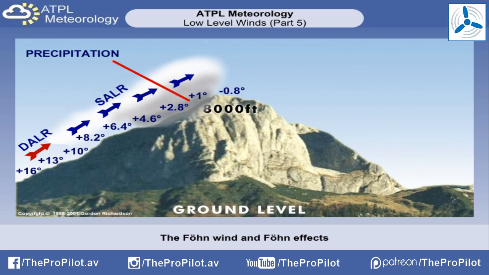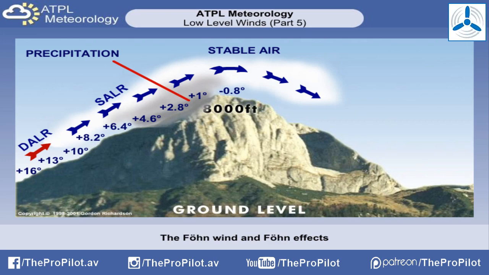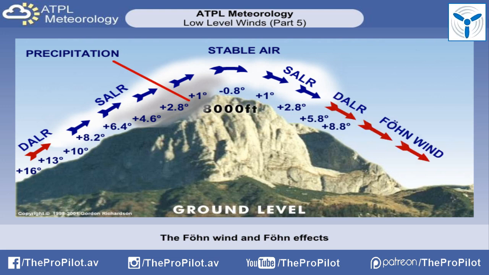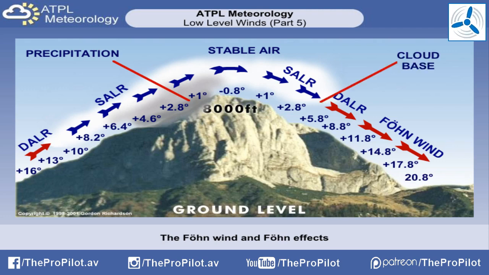However, because the air is stable, it will flow back down the leeward side of the mountain, and because it is descending, it will warm adiabatically. At first it warms at the SALR until the cloud disperses, and then at the DALR as it descends further. Because there has been a loss of water vapour from the air, the cloud base is higher on the leeward side than the windward side. Therefore, the descending air will begin warming at the DALR at a higher level.